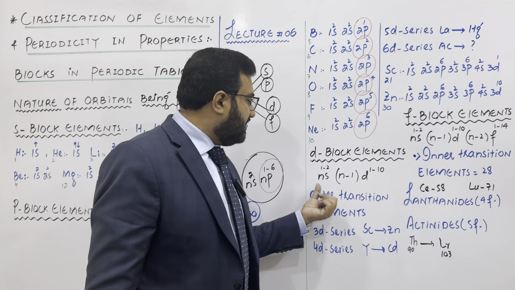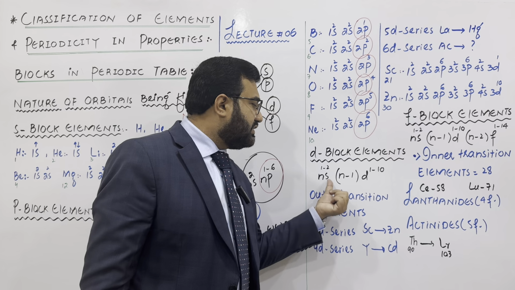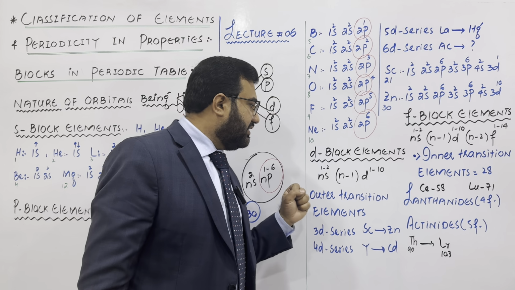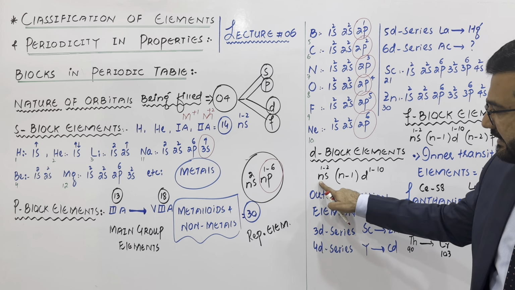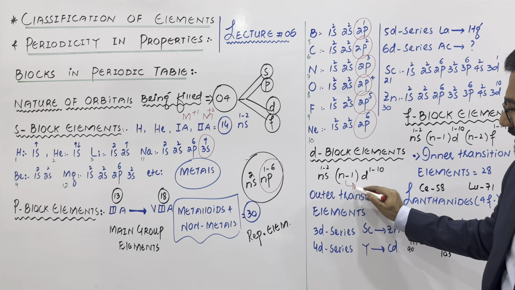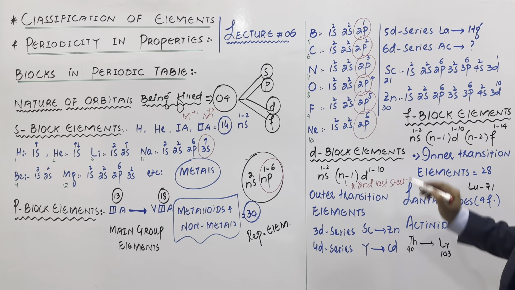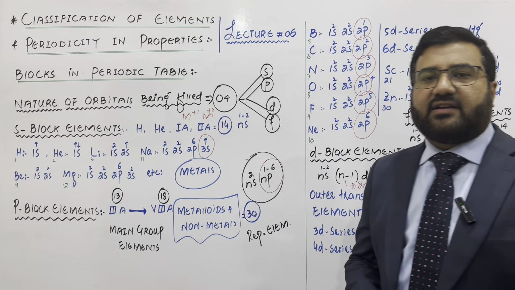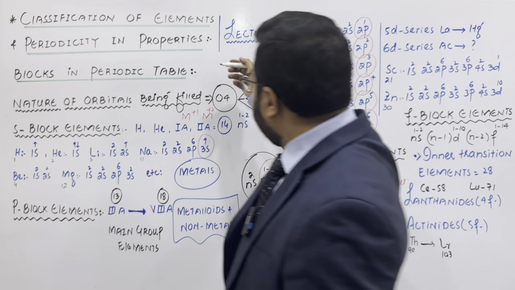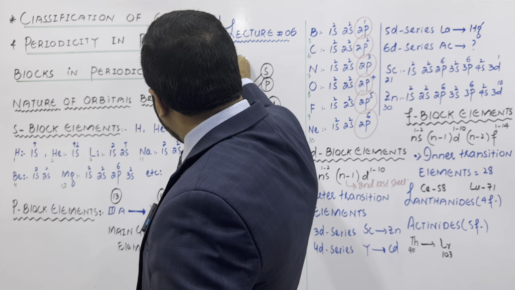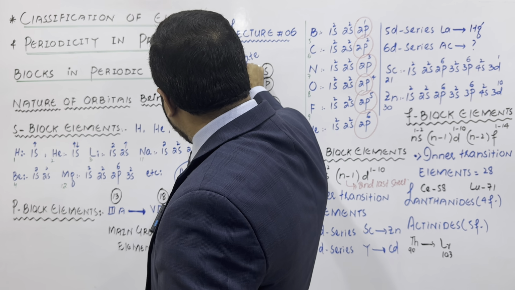The general electronic configuration is that the s subshell of the valence shell will have either one or two electrons. Mostly they have two electrons in their configuration. And here is n minus 1. My dear students, if n is the valence shell, then n minus 1 will be the second last shell. Just like the last occupied shell is called the valence shell, the second last shell is also called the penultimate shell.